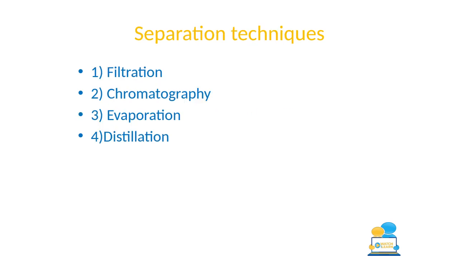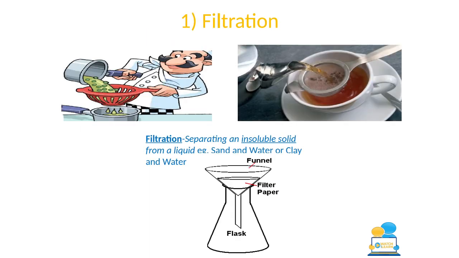So a few separation techniques we're going to look at: 1, filtration; 2, chromatography; 3, evaporation; and 4 is distillation. So we'll take a look at these now. The first process we're going to look at is filtration. And filtration is separating an insoluble solid from a liquid. Remember, what does insoluble mean? It means it will not dissolve in a solvent. So this means water and sand are a primary example of where we would use filtration.